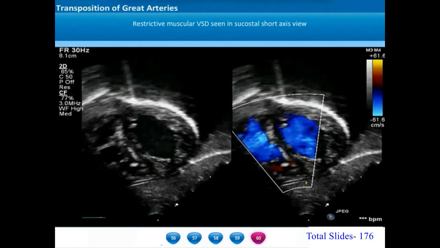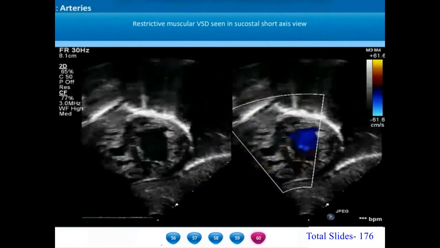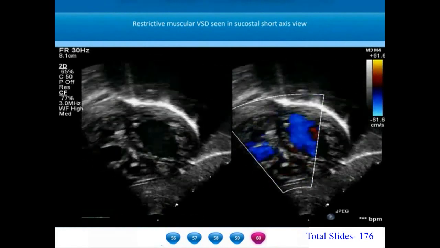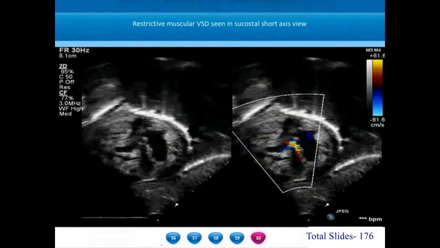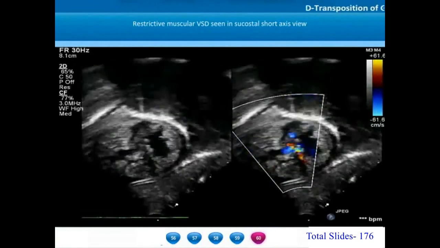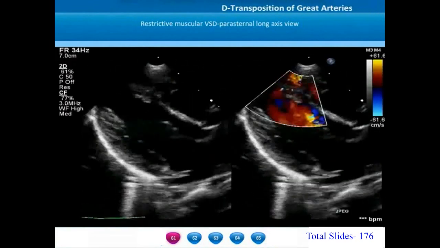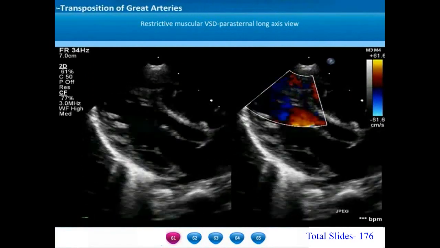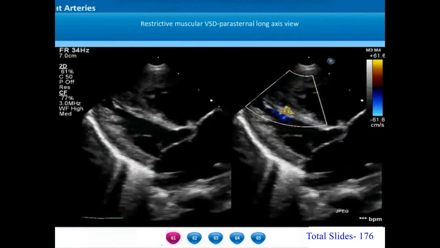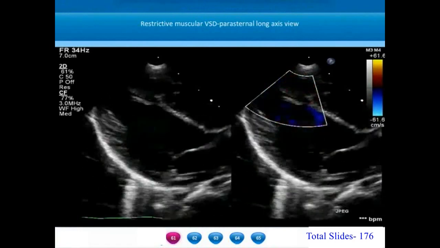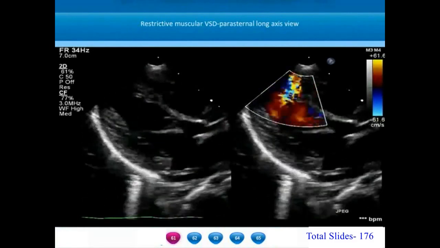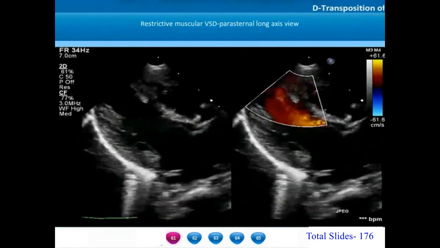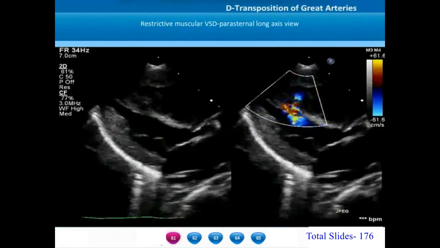This is an example of a restrictive midmuscular ventricular septal defect. We can notice the turbulence on the left ventricular side of the interventricular septum due to the restrictive nature of this ventricular septal defect. From the parasternal long axis view, the restrictive muscular ventricular septal defect is shown immediately below the moderator band. We can notice that in most of the patients where there is a ventricular septal defect, the left ventricle is adequately prepared, the left ventricle cavity is well developed, and the left ventricular free wall thickness is also adequate.